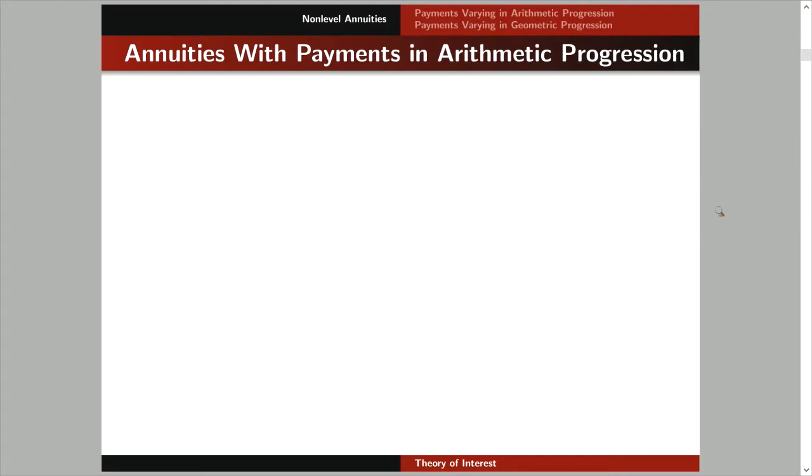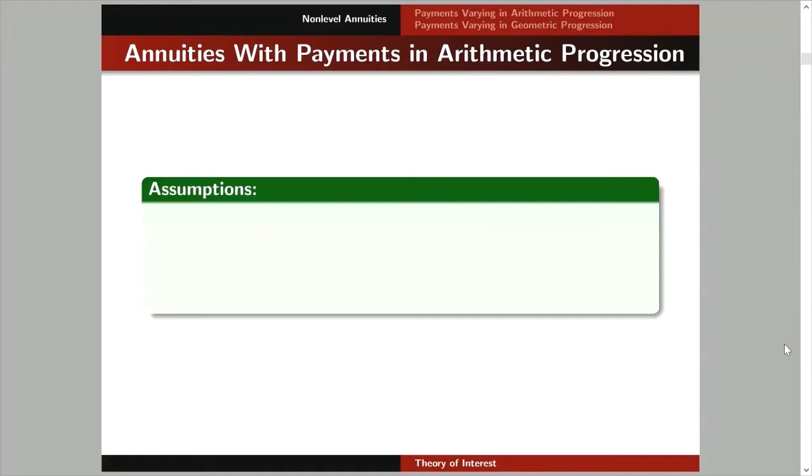In this video, I'm going to teach you how to deal with annuities where payments vary arithmetically. Let's start. To start our discussion, let's have the following assumptions. We're going to use these assumptions in deriving formulas for annuities with payments in arithmetic progression.